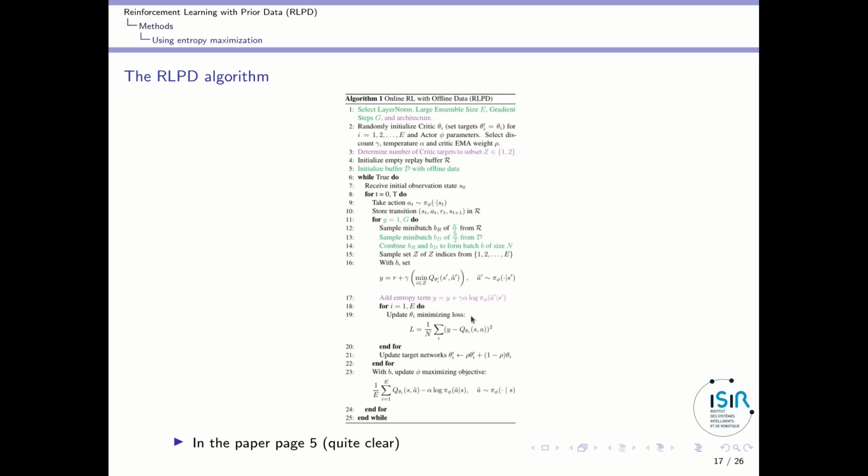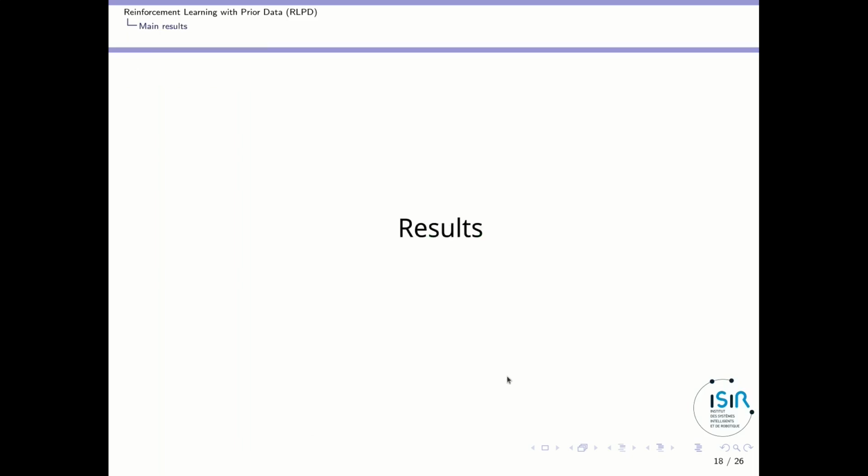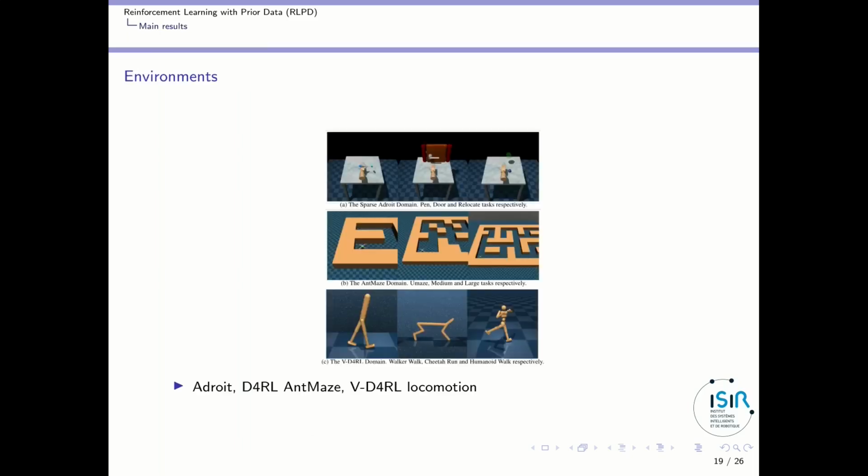If you just read the algorithm and try to implement that, you will figure out how to code RLPD quite easily. And now let's have a look at the empirical results that they get. First, I didn't say this before, but they evaluate their algorithm in 3 different environments. The first one is Adroit, so it's a virtual hand manipulating things in 3 dimensions.